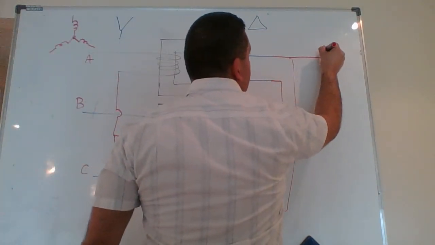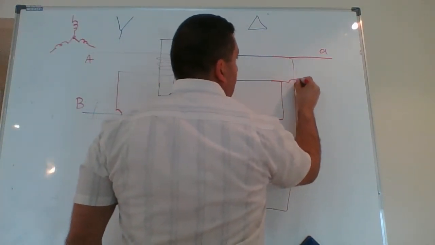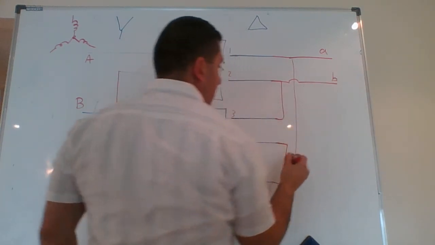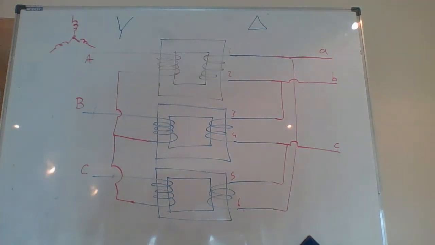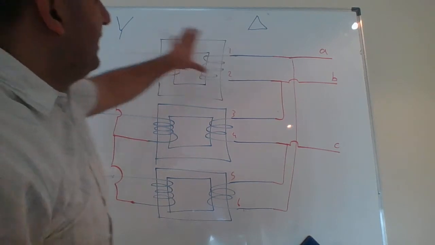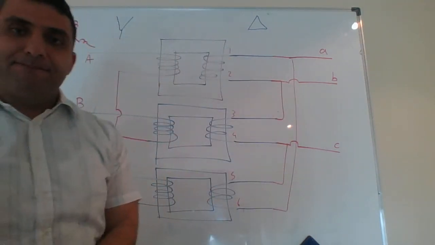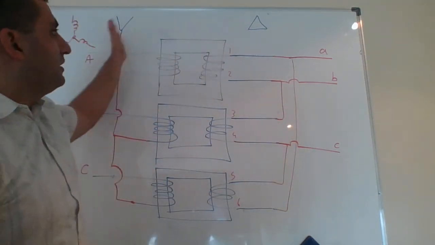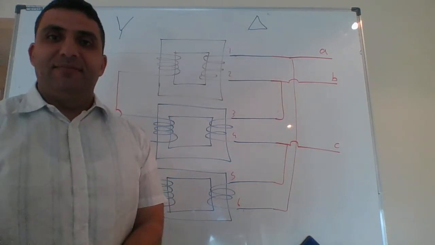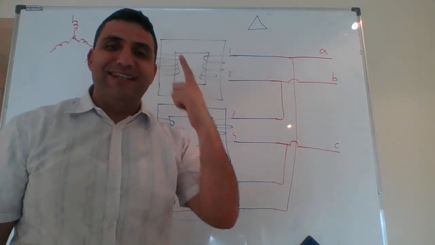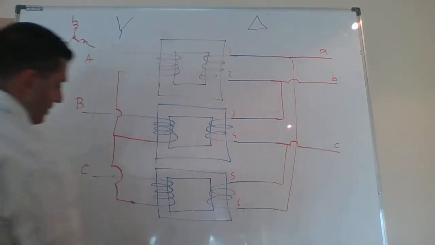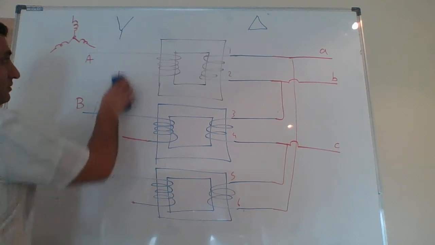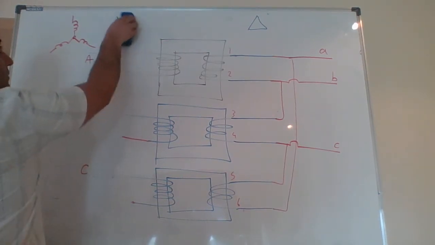Where's my output? This is my small a. From here, I have my small b. From here, I have my small c. These are my connections. That's how I connect Y delta. Of course, I can connect delta Y. It's the same concept. Let's do one more. Let's do delta delta. I need to get rid of this Y connection.